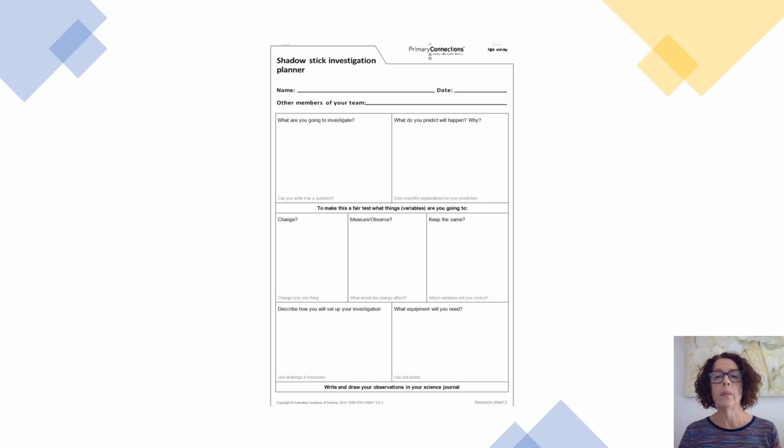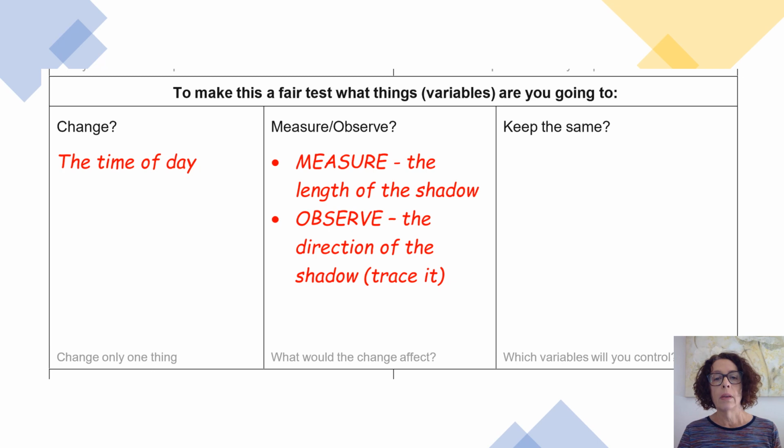Okay, the next thing that we're going to think about is what are we going to measure and observe? So, we're going to measure the length of the shadow, and we're going to measure that every hour. We're going to observe the direction of the shadow. We're going to trace over it. So can you please pause the video and write that down?